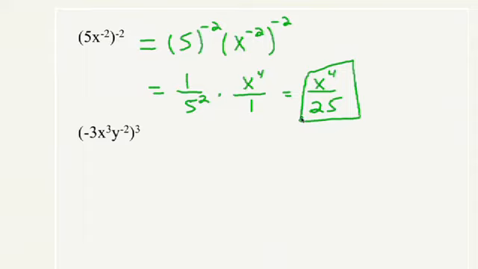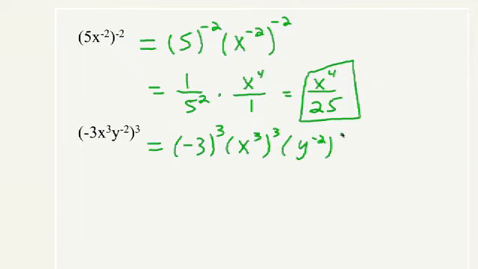All right, let's look at a problem now that involves a negative number. Sometimes students have trouble with these, so let's take a look at this one here. Again, each thing inside parentheses gets raised to the third power. It's negative 3 to the third power, x cubed to the third power, and y to the minus 2 to the third power. Negative 3 times negative 3 times negative 3 is negative 27. 3 times 3 is x to the 9th power. Negative 2 times 3 is negative 6.